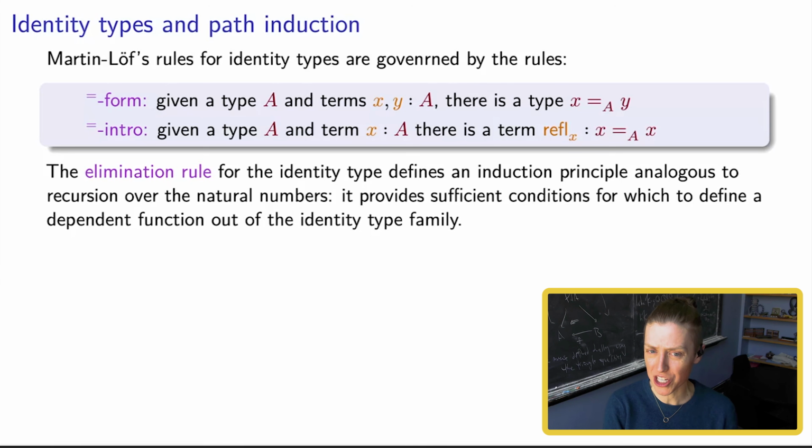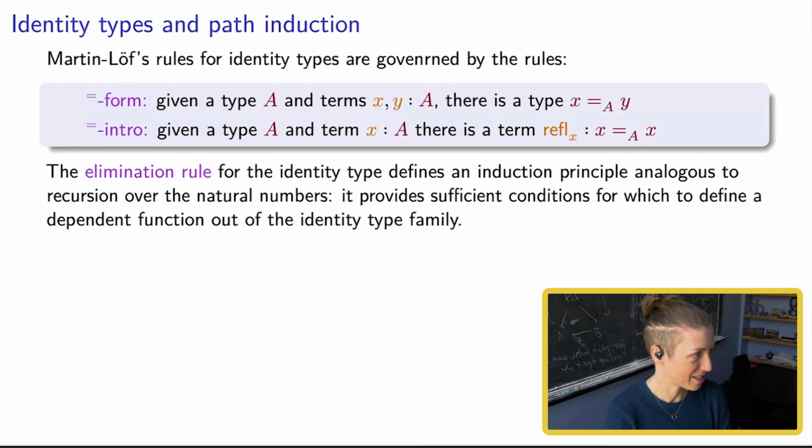So remember, orange here is a term, A is a type. So this x equals y is a type. What the formation rule is saying is that it's grammatically correct to ask the question. It's a valid mathematical question whether x and y are equal when x and y are terms of type A. So this is an improvement, I would say, on set theory.